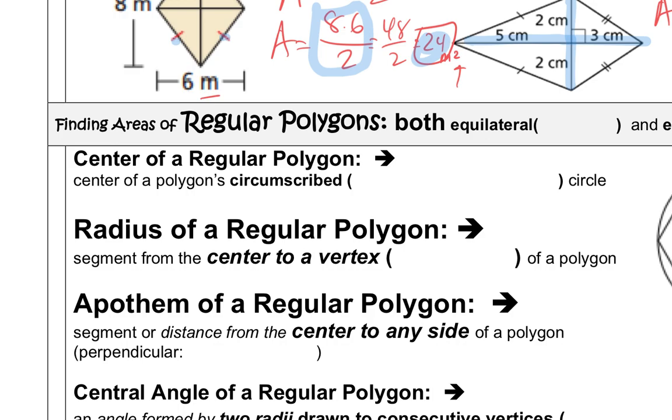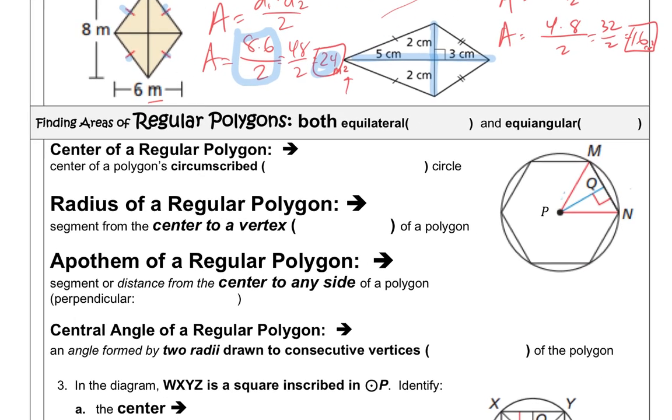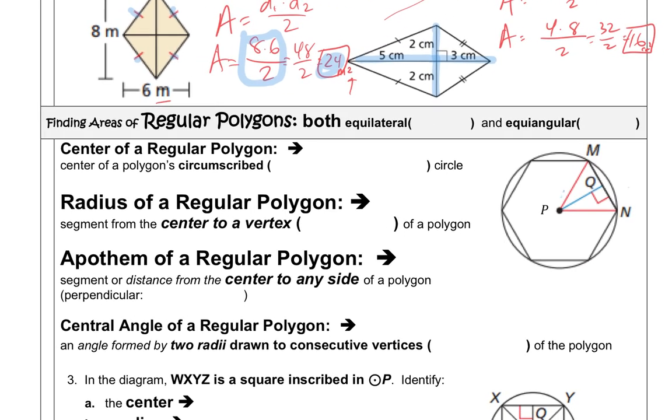So now let's talk about regular polygons, okay? So what if we said something like this polygon right here inside of this circle? What if we wanted to find the area of that? Okay, so that's not a regular shape that we've been talking about. But if it's a regular polygon, we're going to talk about how we can do it today.